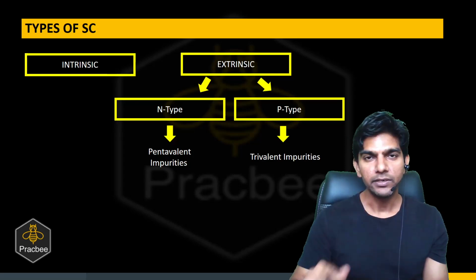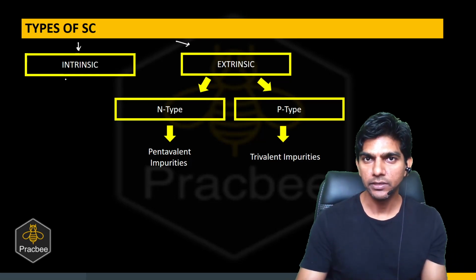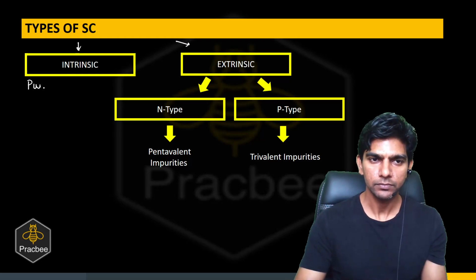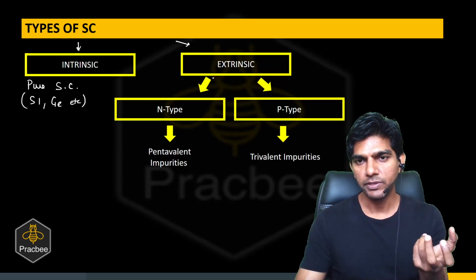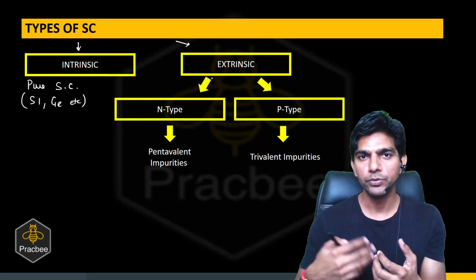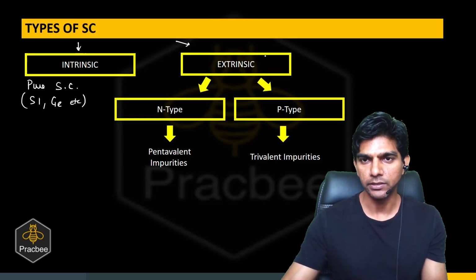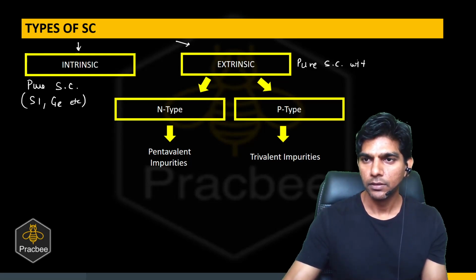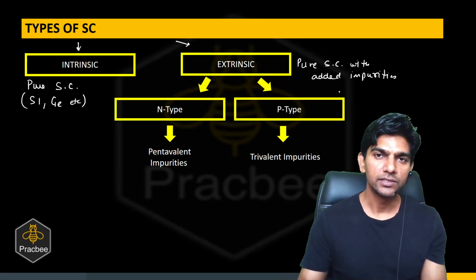Okay, so now let us see the different types of semiconductors that we have to study. We can categorize semiconductors as intrinsic and extrinsic. What are intrinsic semiconductors? These are pure semiconductors, like silicon, germanium, etc. And what are extrinsic? Basically, if we add some impurities to a pure semiconductor, we get an extrinsic semiconductor. So we can say a pure semiconductor with added impurities is called an extrinsic semiconductor.